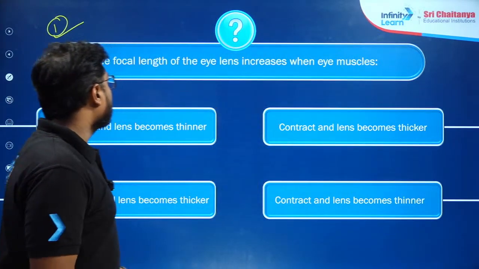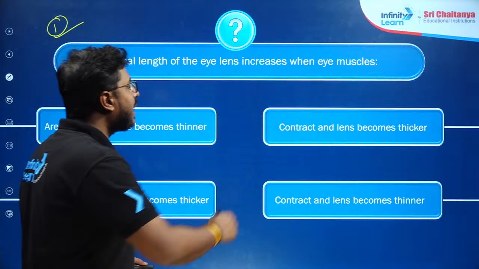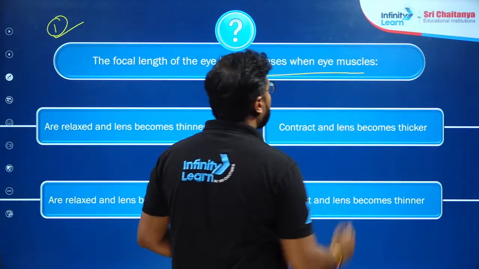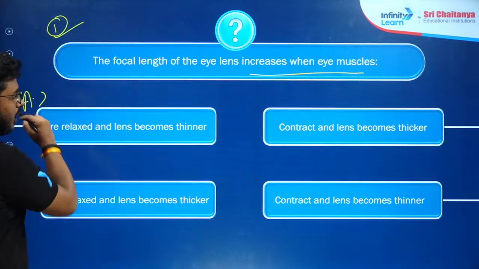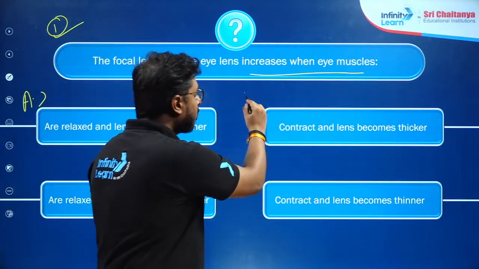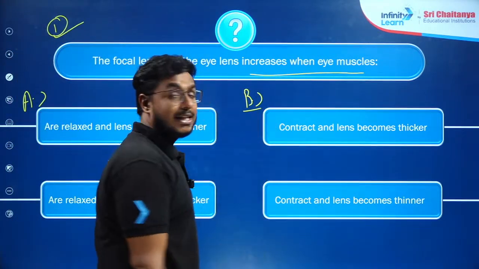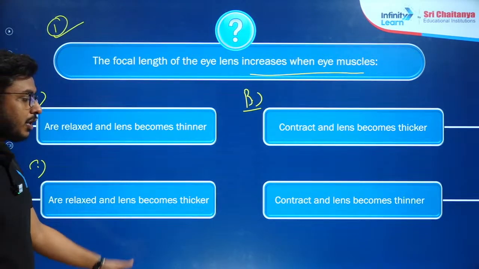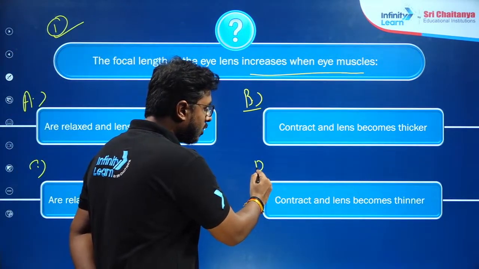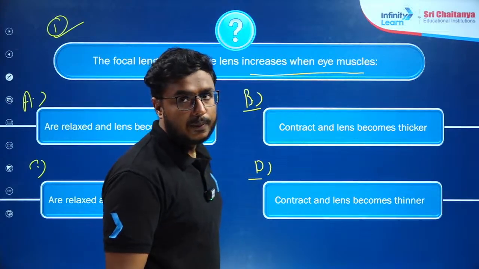The first question here: the focal length of the eye lens increases when the eye muscles, option A, are relaxed and the lens becomes thinner. Option B, contract and lens becomes thicker. Option C, are relaxed and lens becomes thicker. And option D, contract and lens becomes thinner.